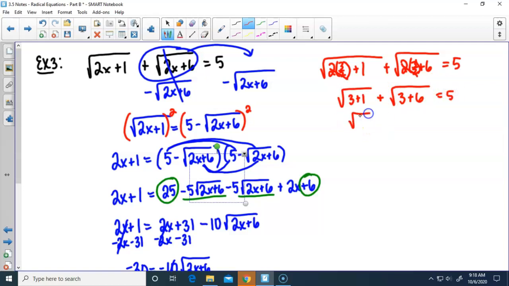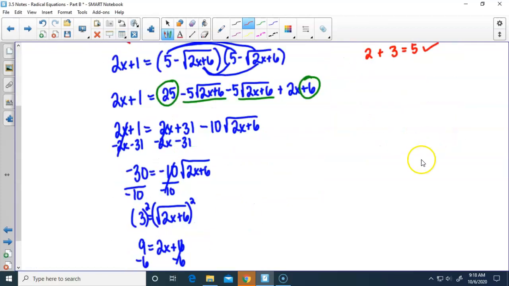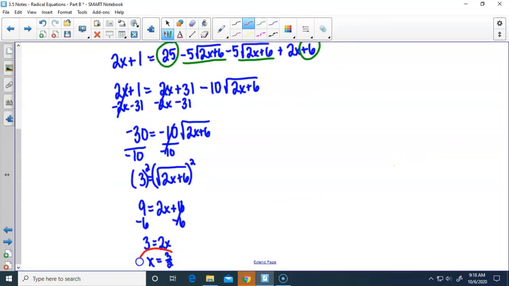So we have the square root of 4 plus the square root of 9 equals 5. Square root of 4, of course, is 2. Square root of 9 is 3. And that does equal 5. So we know that this is our correct answer. X does equal 3/2.